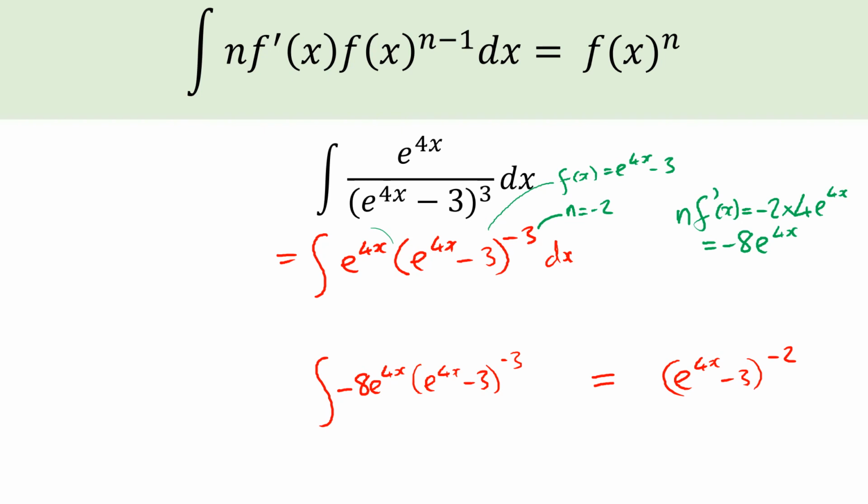However, it isn't, so we need to think, well, what factor would make this work? Well, what would we need to times minus 8 by to make it into just 1? We need to times it by minus an eighth. So that's the same thing, which means we need to put our minus 1/8 over here as well, and that's our answer, plus c. So yeah, that's the last of the reverse chain rule shortcuts for now. Have a little play around with it, see how it goes.